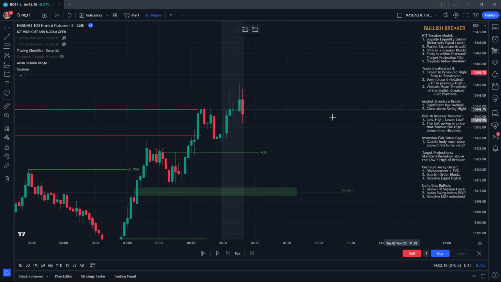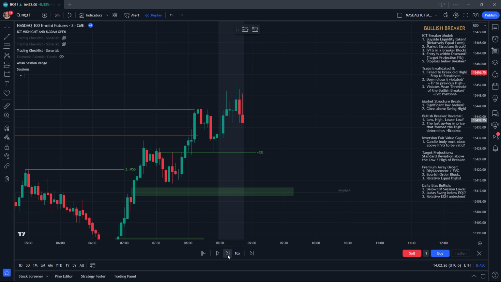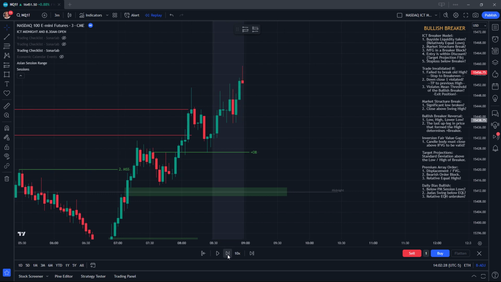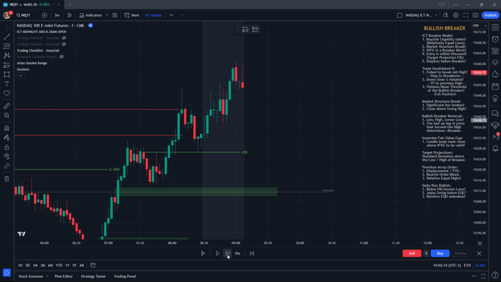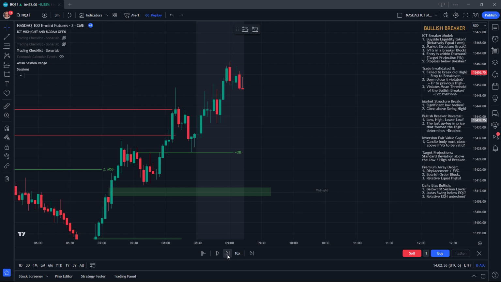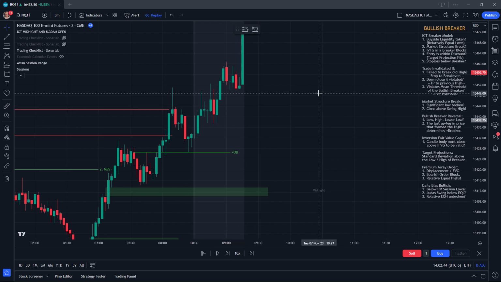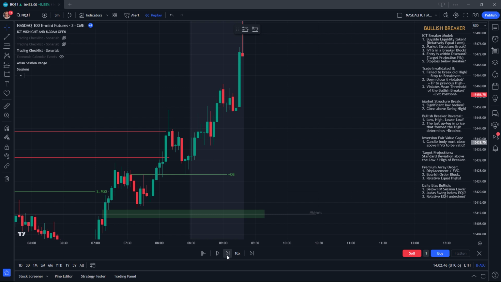So we're going to have to wait until we see a lower low to be our bullish breaker. Price just keeps going up. So this is fine. We're just going to wait to see if we get a bullish breaker, and if not, we're just going to move to the sidelines and skip this day altogether.